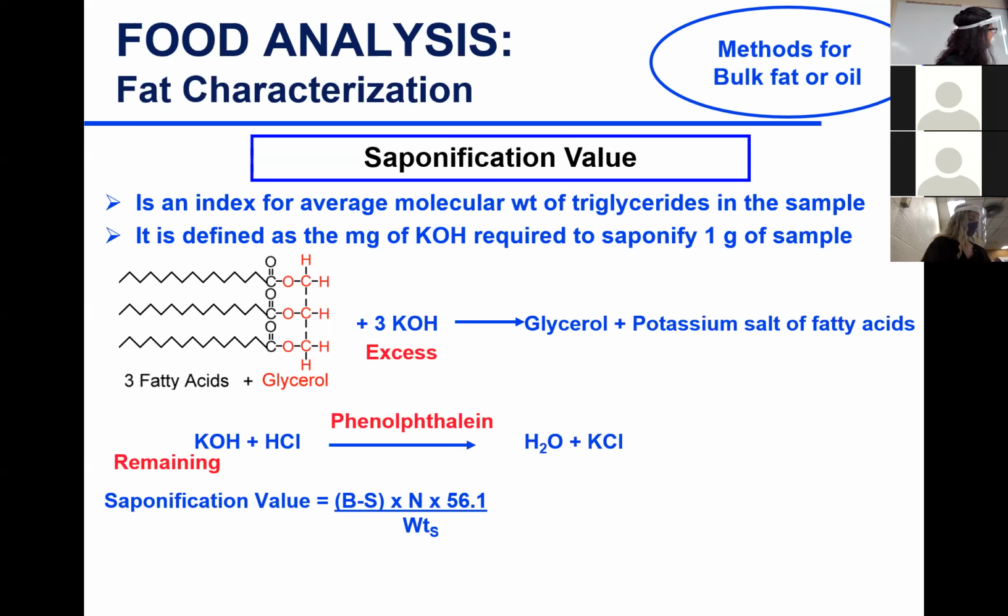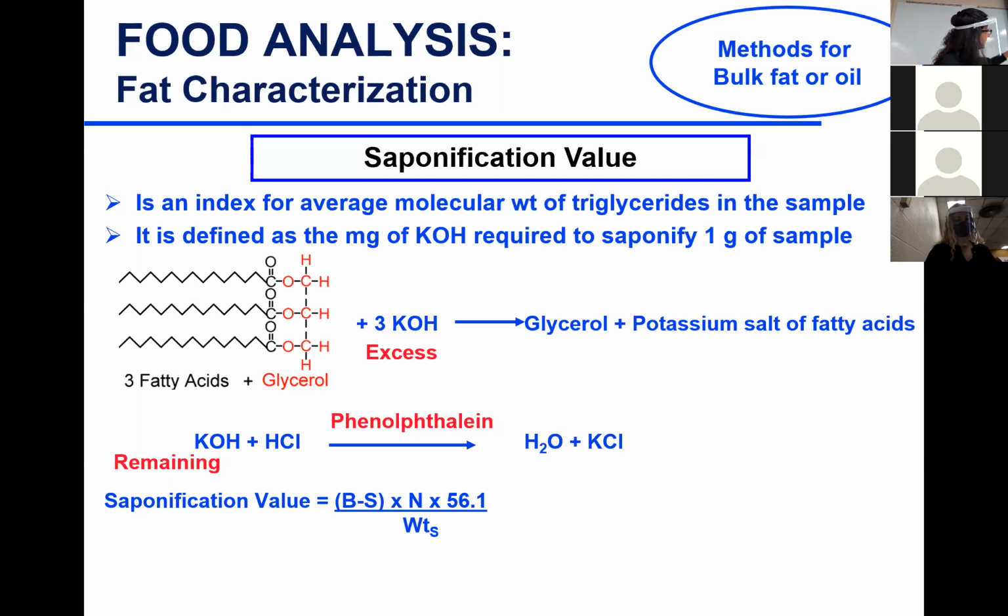What happens here, our alkaline is potassium hydroxide, and we have our triglycerides. The equation shows 1 mole of triglycerides reacts with 3 moles, or 1 molecule reacts with 3 molecules of KOH. In the presence of heat, the triglyceride bonds are broken. You end up having glycerol and potassium salt of fatty acids.